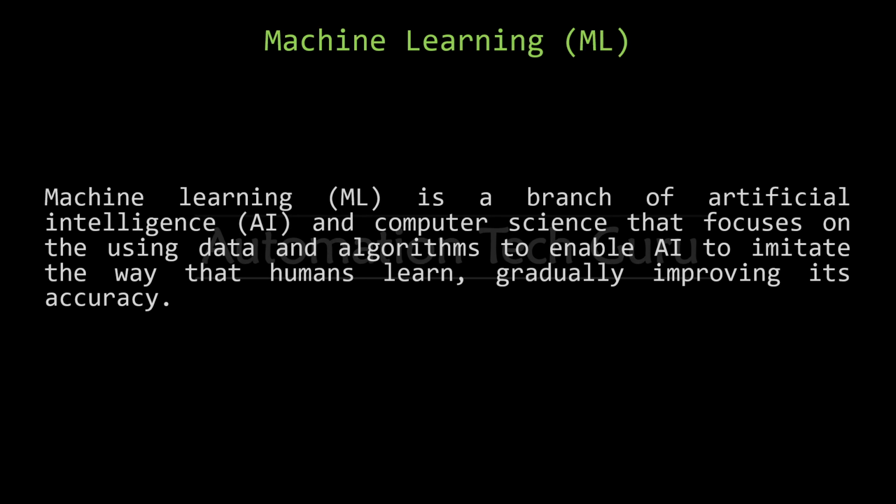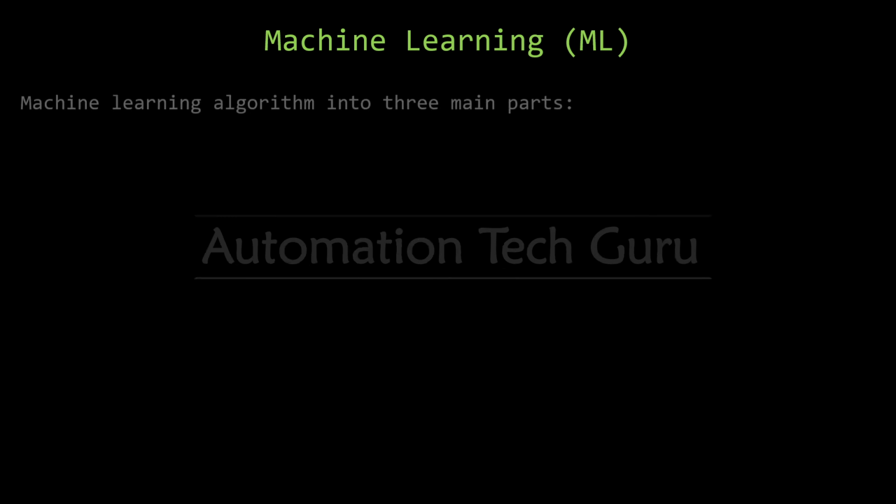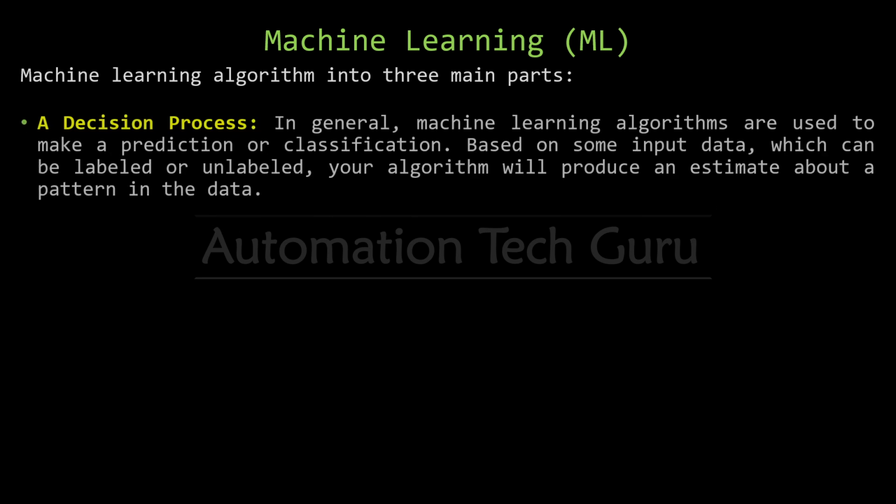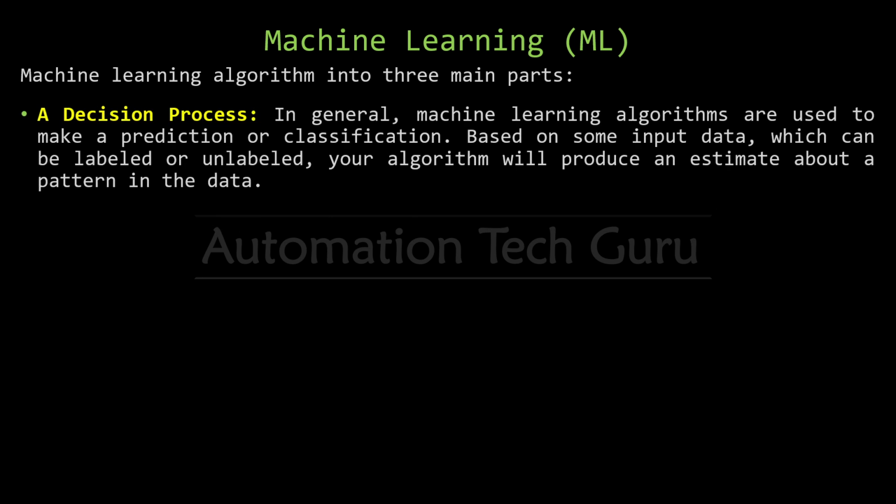Machine learning. So, what is machine learning? Machine learning is a branch of artificial intelligence and computer science that focuses on using data and algorithms to enable AI to imitate the way that humans learn, gradually improving its accuracy. Machine learning algorithms have three main parts, the first being a decision process. In general, machine learning algorithms are used to make predictions or classifications based on some input data, which can be labeled or unlabeled. Your algorithm will produce an estimate about a pattern in the data.